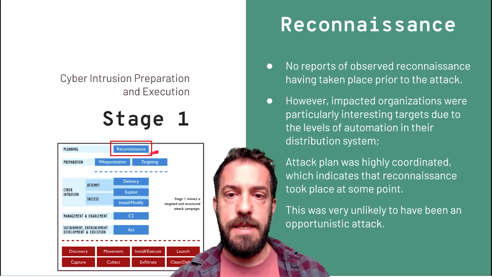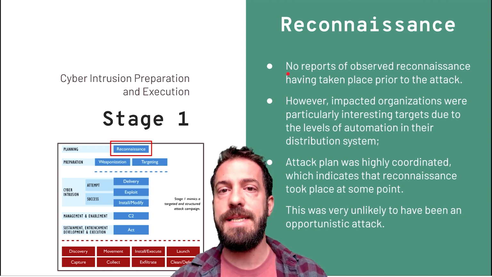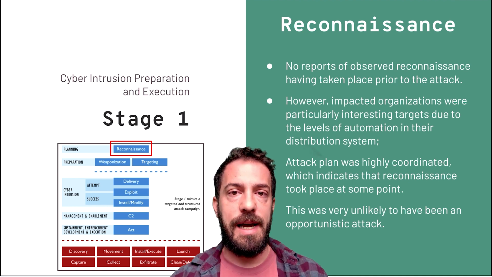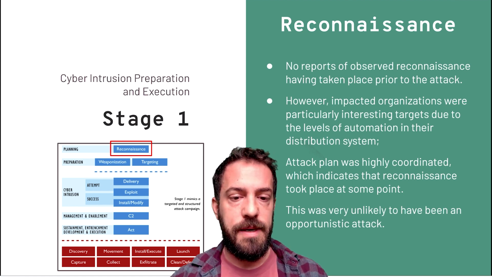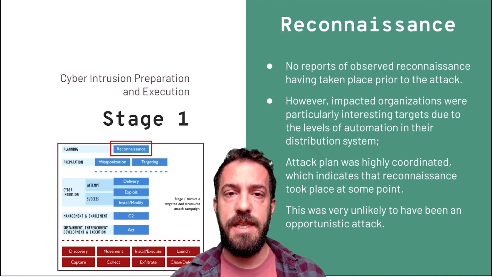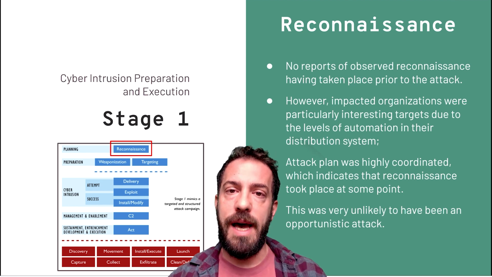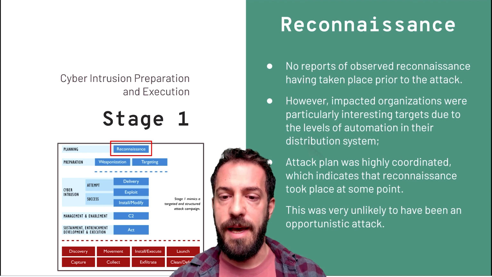So, stage 1, reconnaissance. Currently we don't have many reports of observed reconnaissance having taken place prior to the attack. We haven't seen in the log files or from the forensic analysis how exactly the attackers collected information about the targets and how they targeted the specific substations. However, the targets themselves were interesting because they had high levels of automation in this distribution system. They had remote access capabilities, so they were prime targets for such an attack.